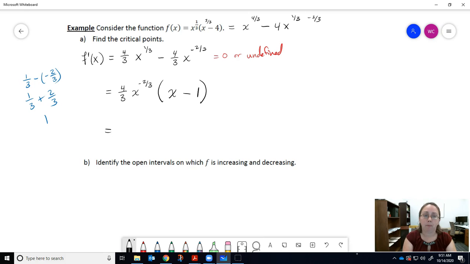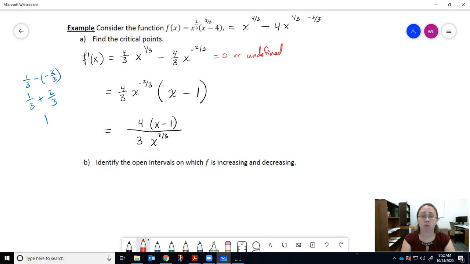I'm not done yet. Before I evaluate this derivative, I need to get rid of my negative exponents. So let's write this as a fraction. The 4 is going to be on top. The 3 is going to be on the bottom, 4/3. The x to the 2/3 is going to come downstairs and have a positive exponent. X minus 1, he already has a positive exponent, so he stays upstairs. This is a much simpler form in order to determine what's going on in this derivative.